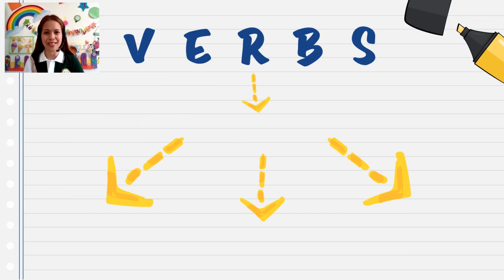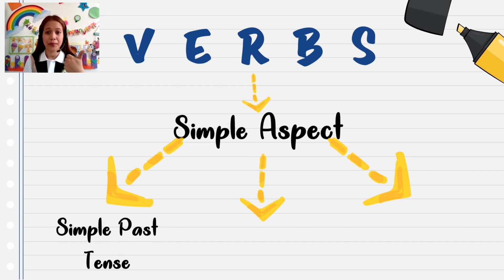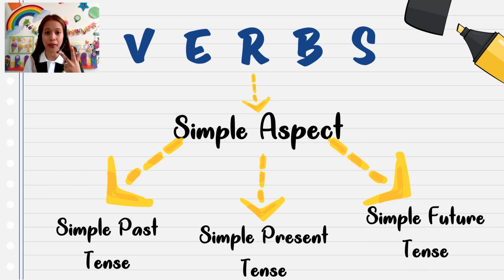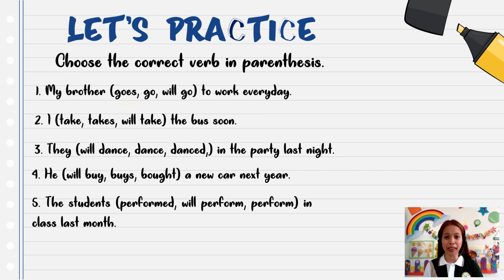Okay, grade 6. So let's have a quick review. We just learned the simple aspect, and they are simple past tense, simple present tense, and simple future tense. Alright? Okay, grade 6, we are done with our lesson. And before we end up, let's try to practice what we have learned today. Okay, are you excited? Yes! Great, let's start. Choose the correct verb in parentheses.